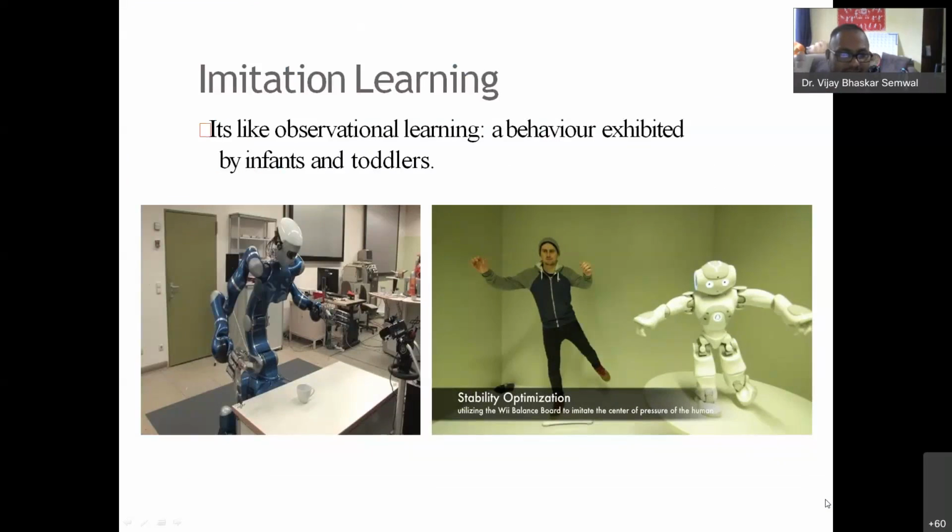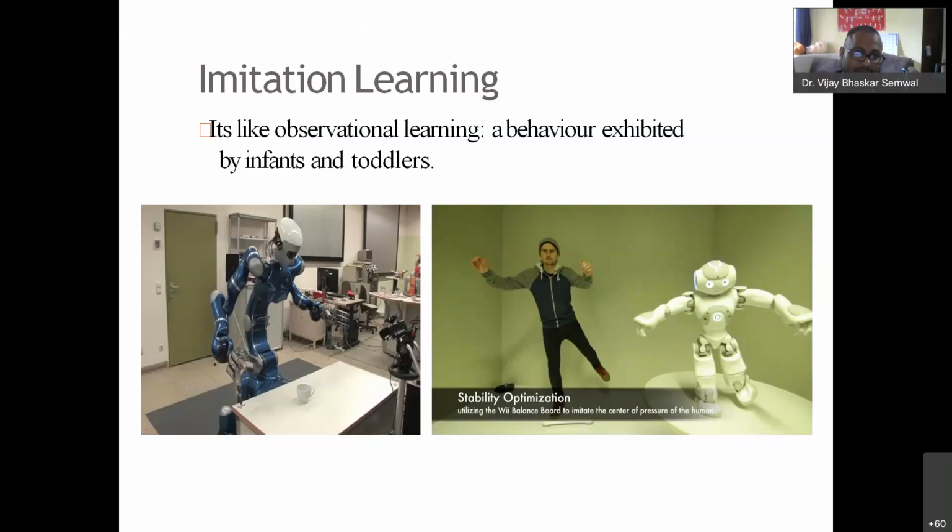If you are playing tennis, your one hand is moving forwards, your one leg is in the swing phase or in the air. Similarly, this robot is doing. So you have to deal with the stabilities. It is not that human beings have a stable structure. We can negotiate with the external torque to make the balance of the body, but a robot cannot. Robot should sustain. So utilizing a wheel balance board to imitate the center of pressure of a human.